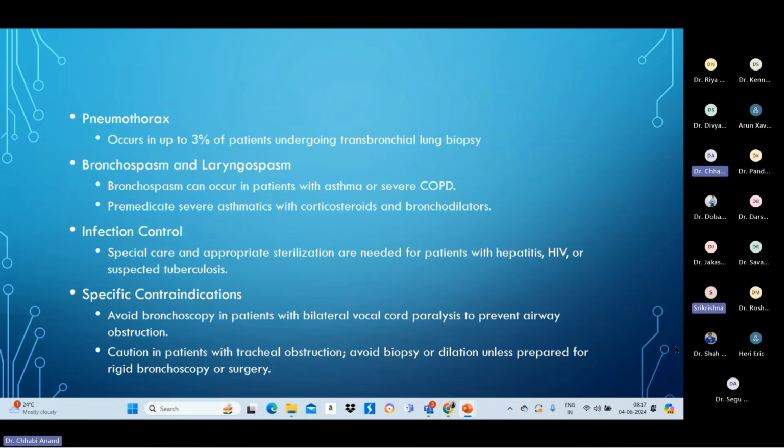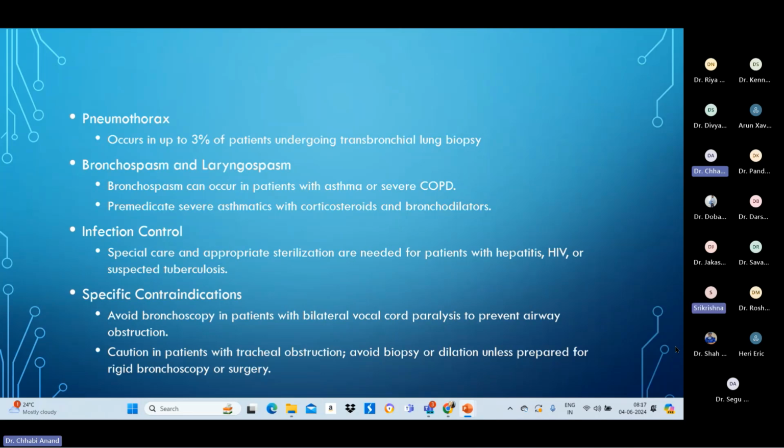Other complications are pneumothorax, which occurs in up to 3% of patients undergoing transbronchial lung biopsy. Then bronchospasm and laryngospasm can happen. This is common with asthma and severe COPD patients. So we have to give pre-medications like corticosteroids or bronchodilators before doing any procedure. Infection control is important. Special care and appropriate sterilization are needed for patients with hepatitis, HIV, or suspected tuberculosis.